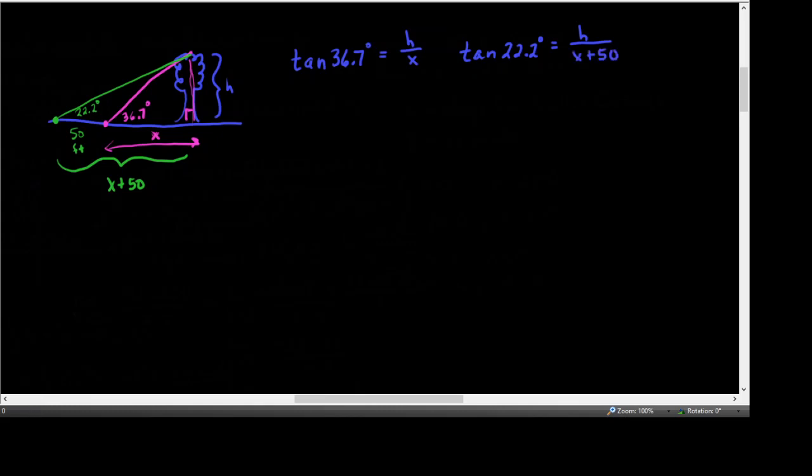Well, in reality, what we've created is a system of equations, two equations with two unknowns. So we're going to have to use one of our solving techniques from college algebra for solving a system. And I think the best one here is going to be to use substitution. I'm going to take that first equation and solve it for h by multiplying both sides by x.